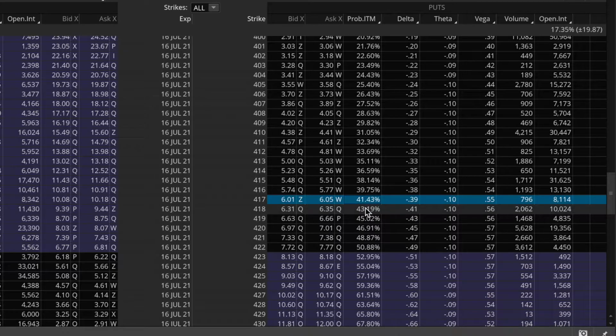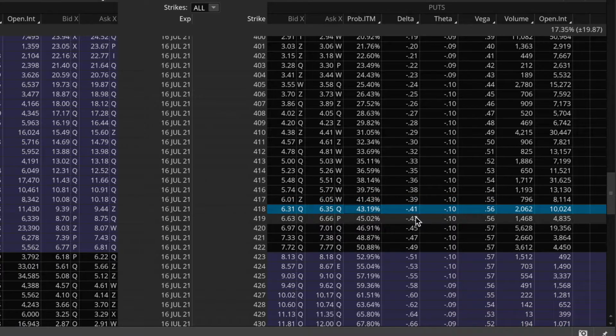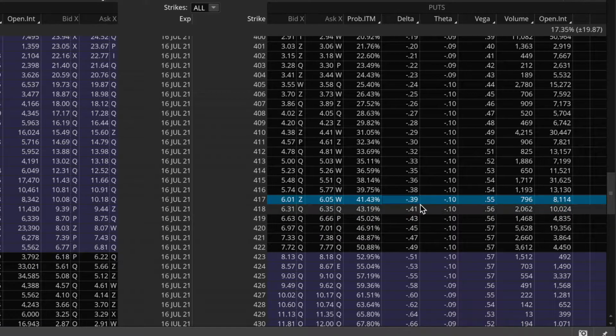But since the delta for the 418 strike put option is just ever so slightly larger than for the 417, if SPY does go up by $1, this entire spread will be profitable by a very, very tiny amount, specifically $2, right? We'll make $41 on this option, lose $39 on this one, so the difference is $2.